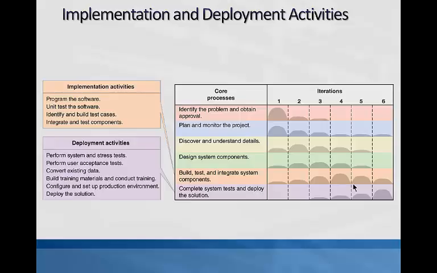Core Process 6 consists of these activities: perform system and stress tests, perform user acceptance tests, convert existing data, create training material and do the training, set up the production environment, and deploy the new system. The first 2 activities in this core process also have to do with testing. We will also discuss these 2 activities. So, as we know, testing runs through both of these core processes. Testing is always a key element of the success of every project.